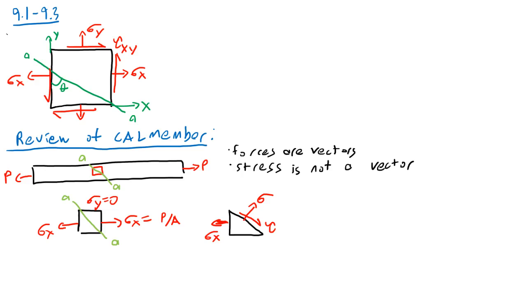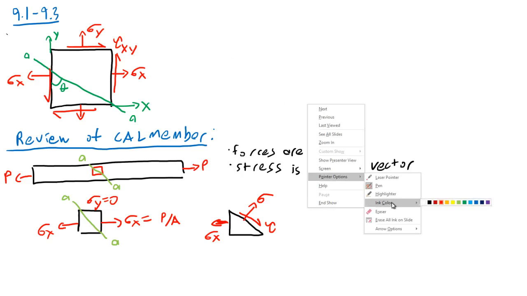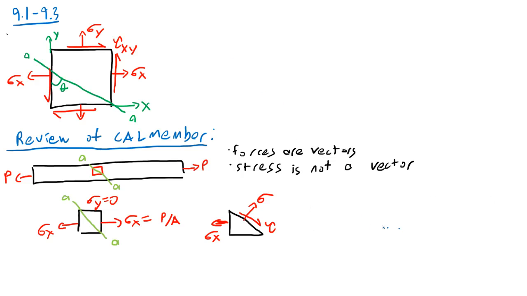All right, moving on. And then also, it's important to note that tau max equals sigma max over 2 equals P over 2A for a CAL member.